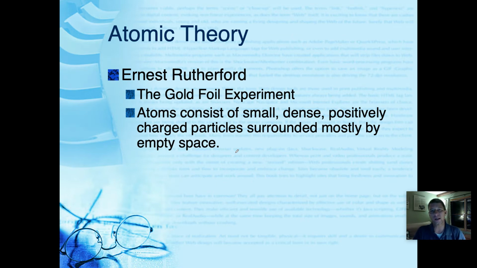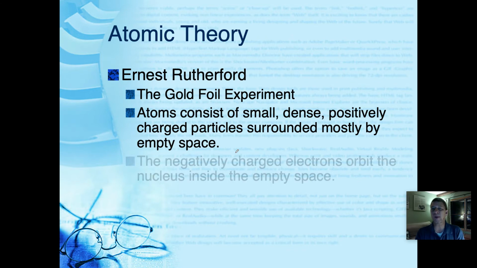And he shot these alpha particles at a piece of gold foil. And he found that most of them just passed right through it, as if it wasn't even there. But some of them were deflected. And he started to question why they were deflected. And his conclusion was that atoms consist of small, dense, positively charged particles, the nucleus, surrounded mostly by empty space.